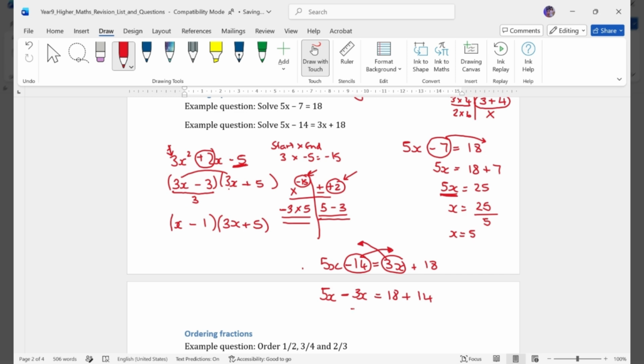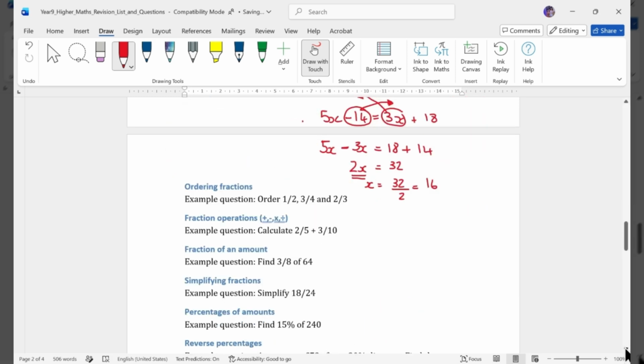So I had 5, I'm eliminating 3, so I'm going down to 2 on the side. I had 18, I'm adding 14 on, so I've got 32. But like we said above, I don't want to know what 2 is worth, I want to know what 1 is worth. So I need to divide my final answer by 2. So each x is worth 16.